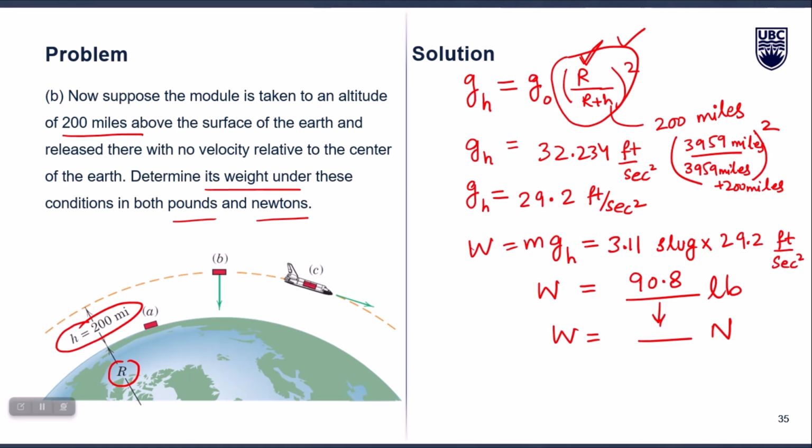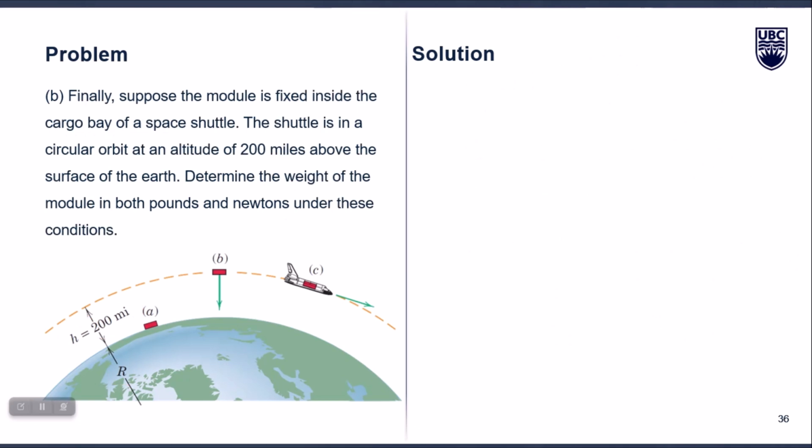Finally, the last case: now the same object, which is at a height of 200 miles, is made part of a space shuttle, which starts moving, orbiting around the Earth, right? So now it is not constant at a particular height, it is now moving, orbiting the Earth. And with this new situation, you are asked to determine the weight of that module or object in both pounds and newtons. So actually repeat the same problem, but now consider that the object is not stationary and released from that height. Now it is part of a space shuttle, right? So what difference will it make compared to the last case?